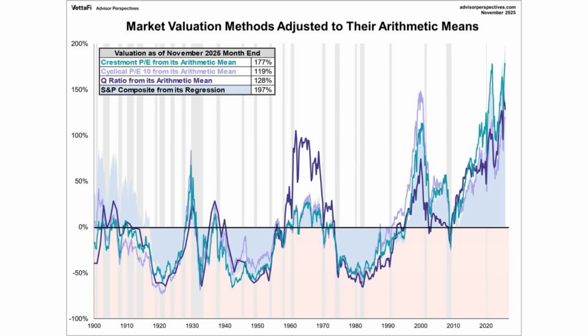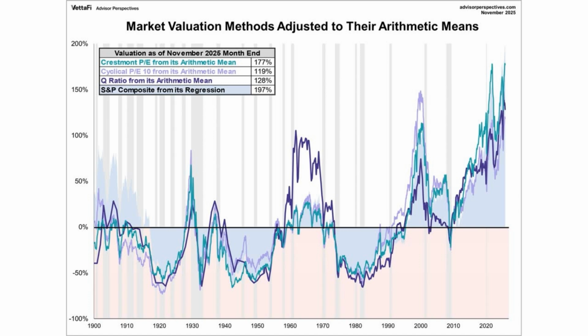Now, to simplify comparisons, I've adjusted the 2 PE ratios and the Q ratio to their arithmetic means, and the inflation-adjusted S&P Composite to its exponential regression. On the vertical axis, you can see how much each metric deviates from its mean. So the big question is, is the stock market still overvalued? Well, looking at this chart, the answer is an obvious yes. But the real question is, by how much?